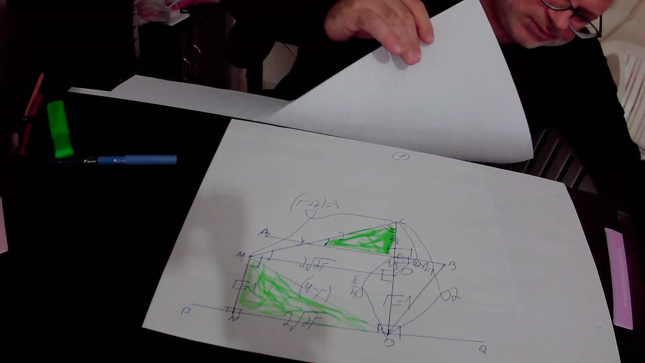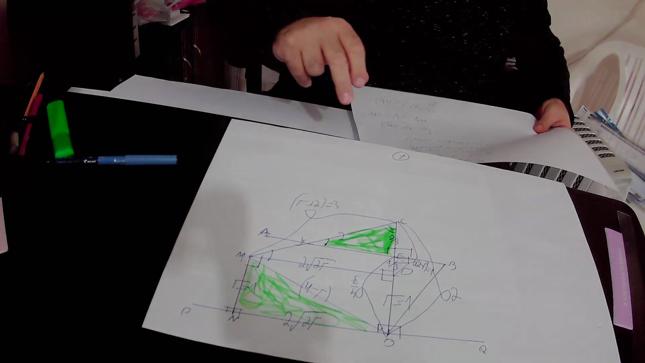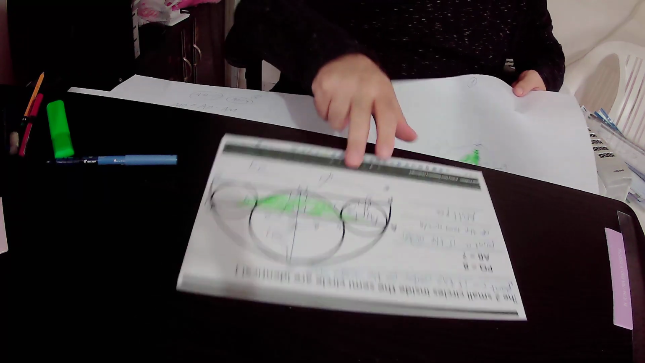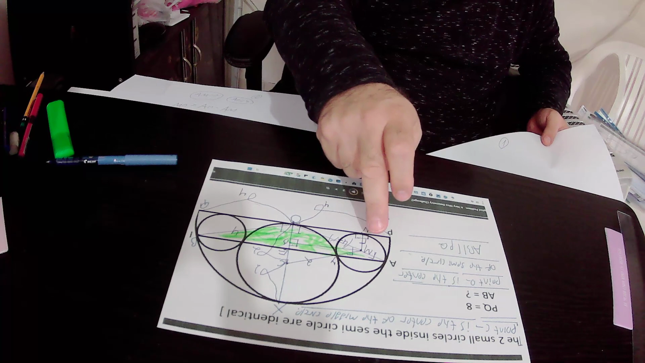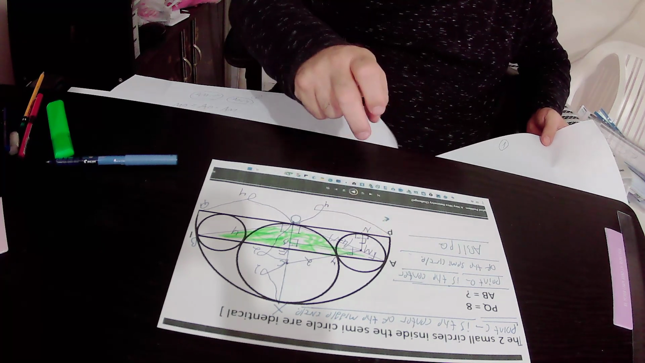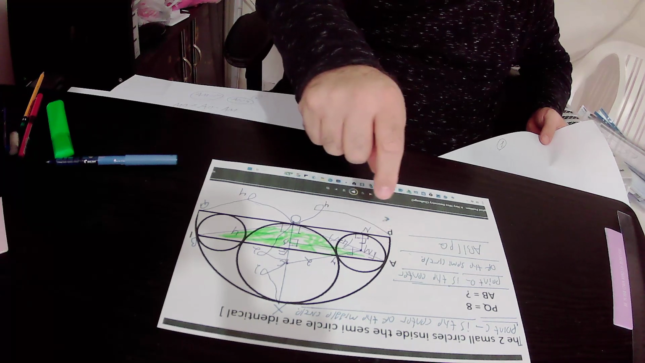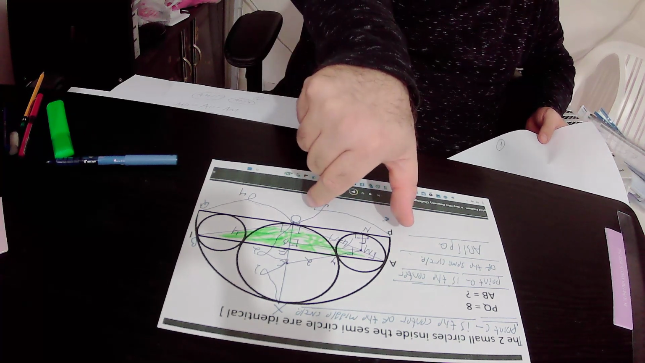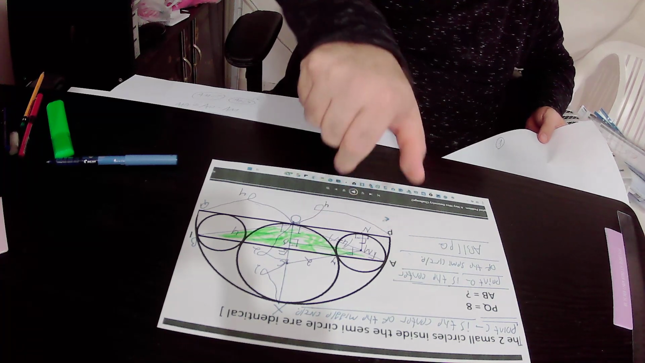Then we connected together points M and O by a straight line. We did the same in the original drawing. Then we connected together points A and M by a straight line. AM is the radius of this small circle, that is to say it equals R. And AO is the radius of the semicircle, that is to say it equals 4 units.